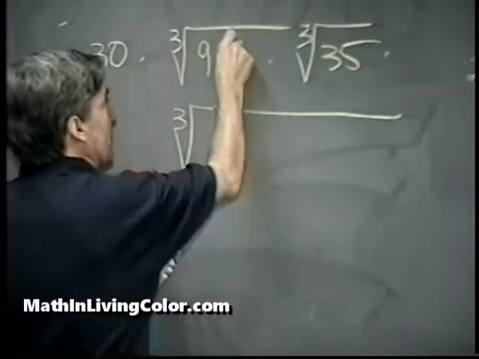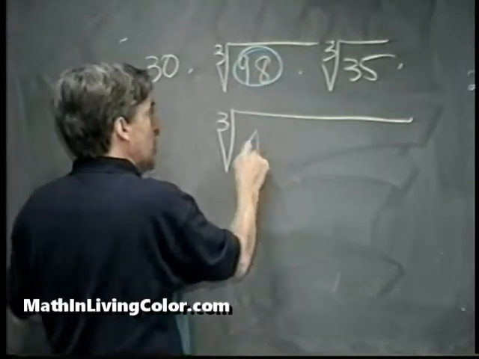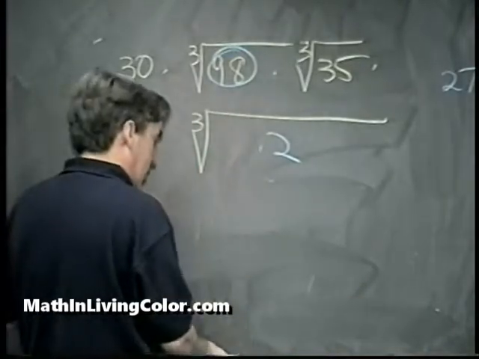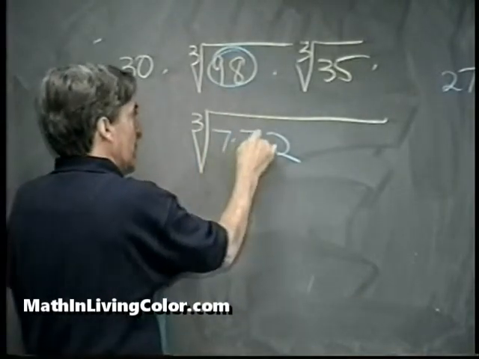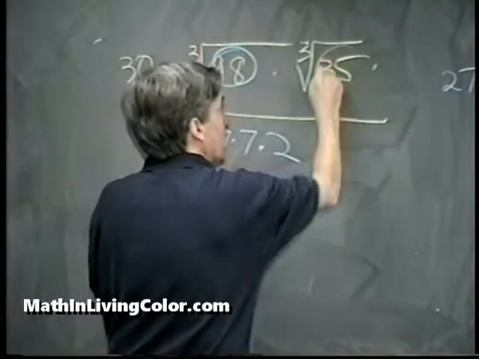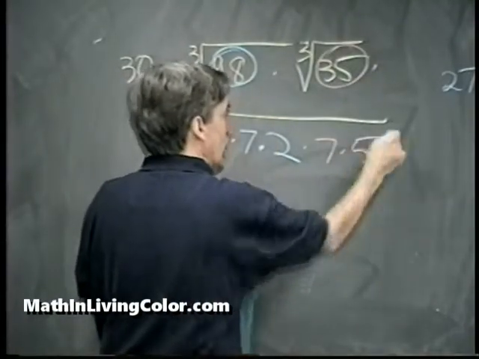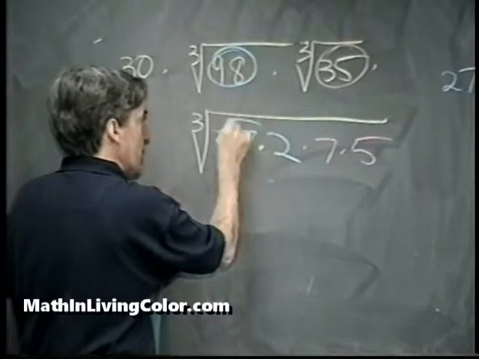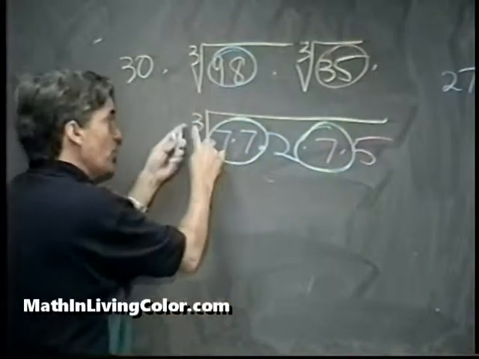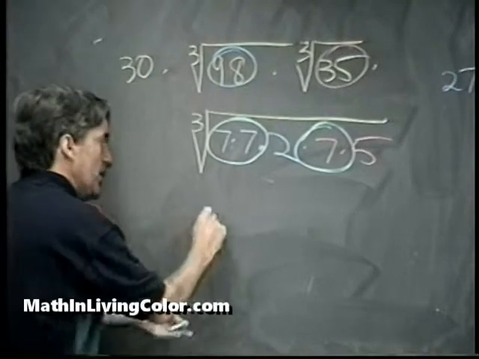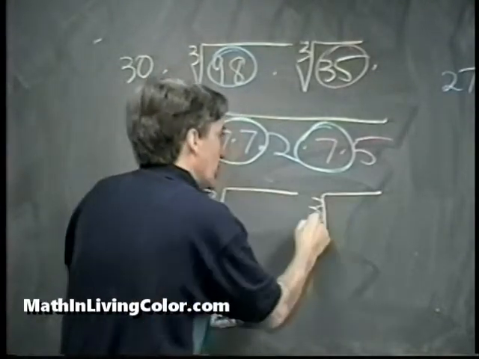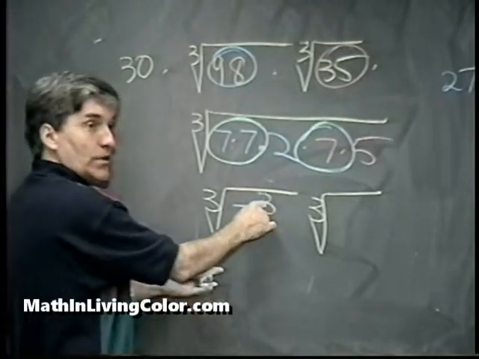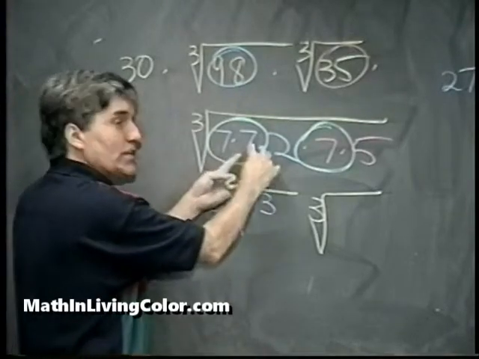98 would be 49 times 2. And 49 is actually 7 times 7. So I got 7 times 7 times 2. And then 35 is actually 7 times 5. Now do you see I've got 3 sevens? 3 sevens right here. So I've got 7, 7, 7, and the cube root of 7 cubed. In other words, let me make this in 2 cube roots. But instead of putting 7, 7, 7, I think what I'd like to do is just put 7 cubed. Do you see that?